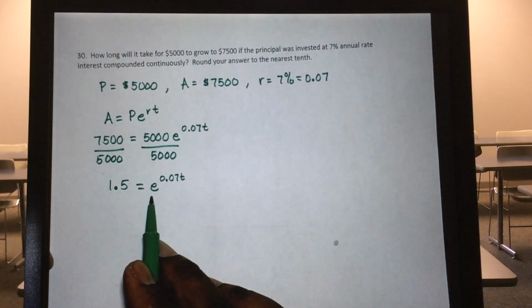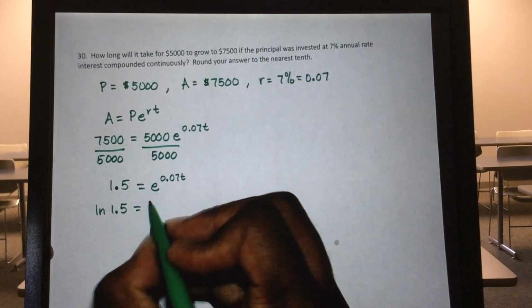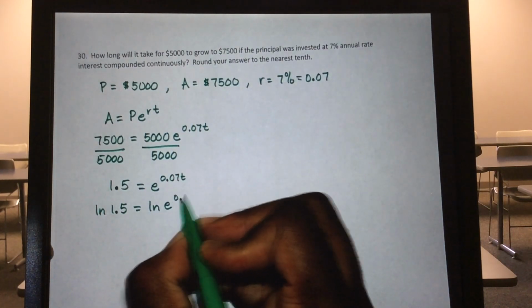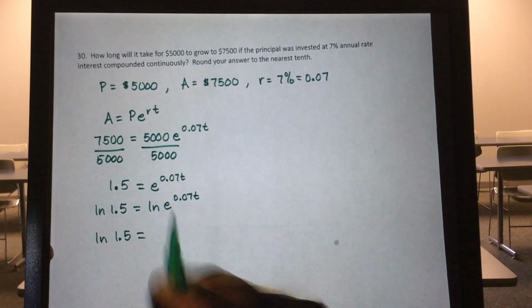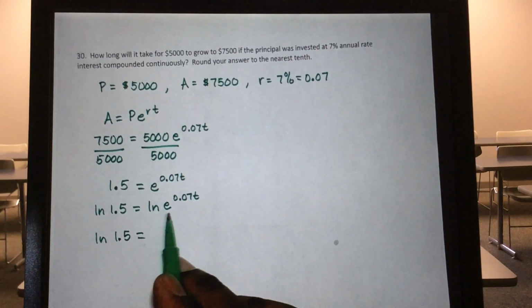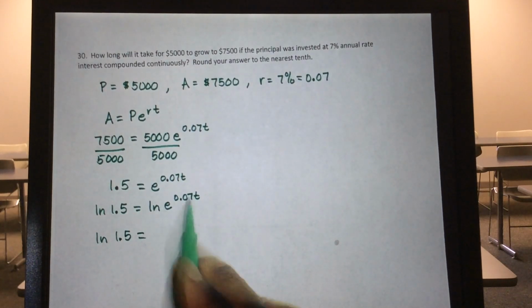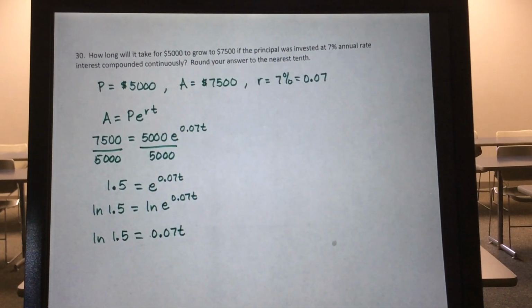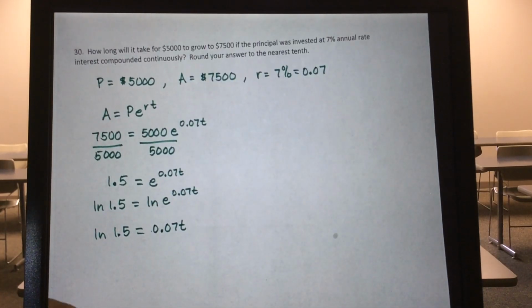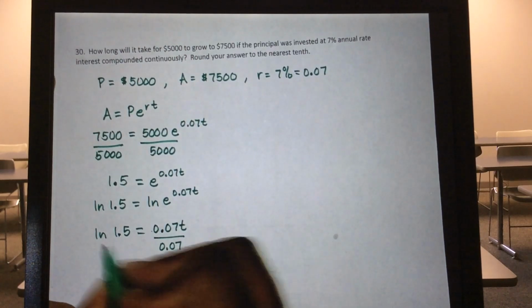Now, since e and the natural log are inverses of each other, I'm going to take the natural logarithm on both sides. Here I'm taking the ln on both sides, so I get ln of 1.5. Now, ln and e are inverses, so if I have ln of e to whatever my exponent is, it's going to be that exponent. So ln of e to the 0.07t is going to be 0.07t. And to get t by itself, I'm multiplying it by 0.07, so I need to divide both sides by 0.07.